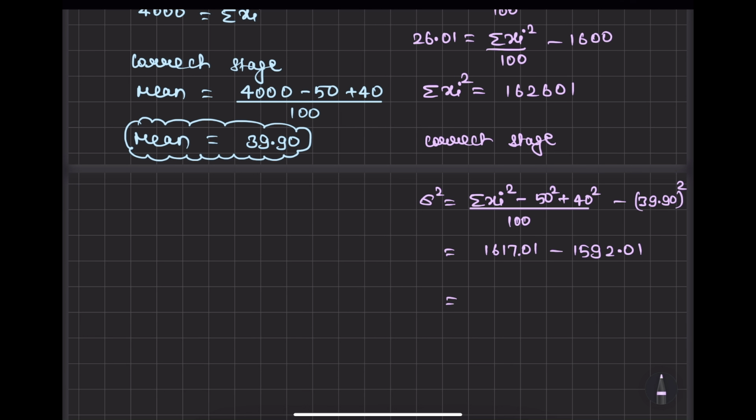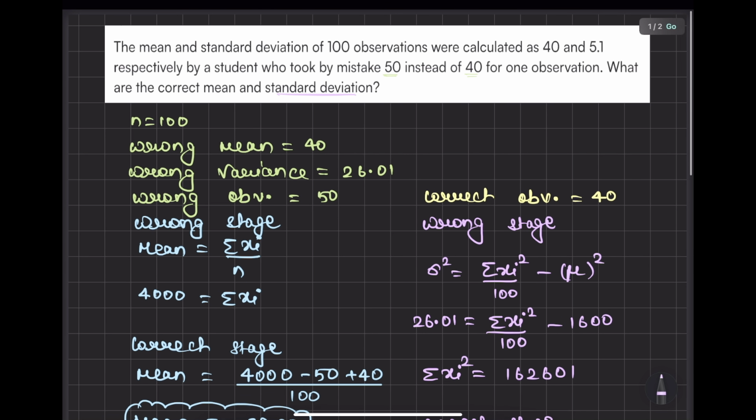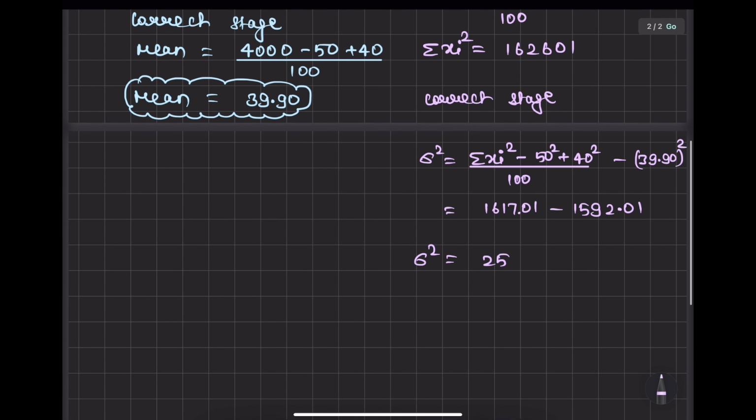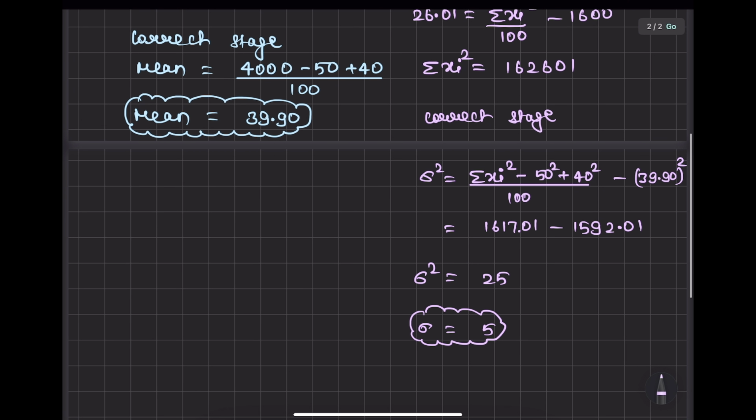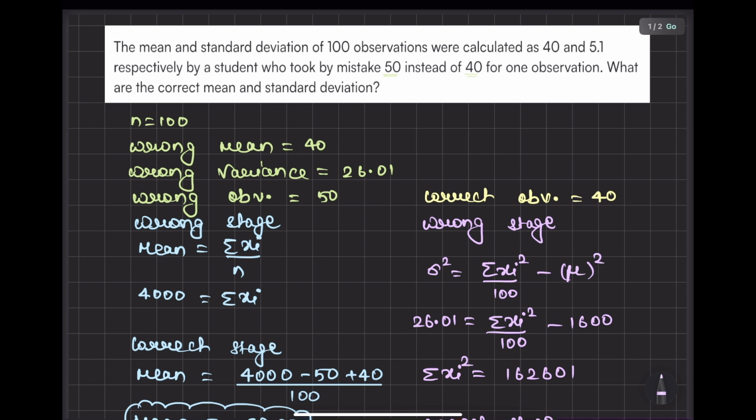Now if you subtract these things, we will have 25. So this is your variance, but we are interested in finding the standard deviation. For standard deviation we will have 5. So the correct mean is 39.9 and the correct standard deviation is 5. I hope the idea is clear and you guys can handle similar situations. So see you guys in the next session of Mathflix.